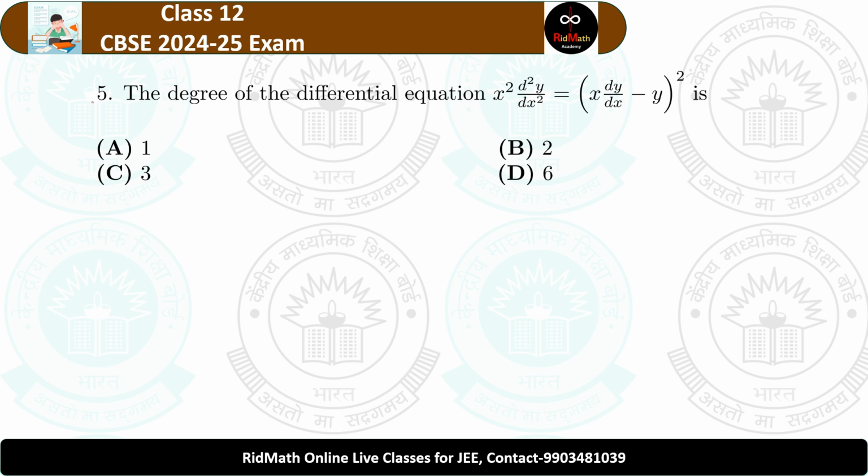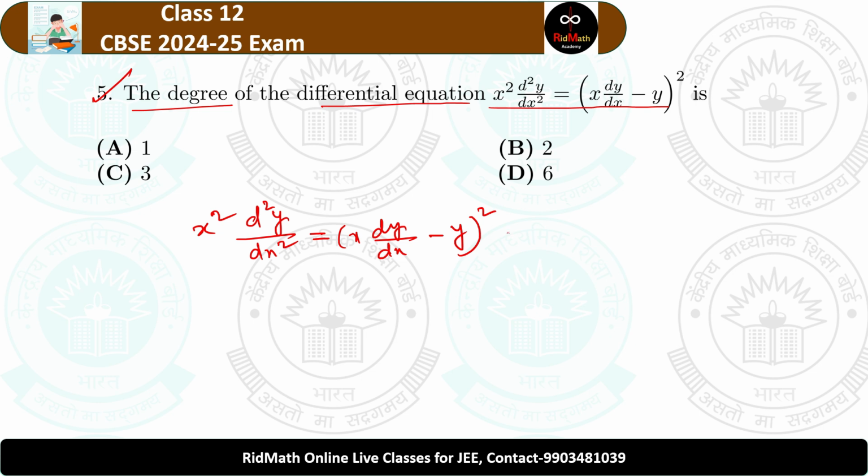Next problem. Problem number 5. The degree of the given differential equation. So let us first compute this. x square into d square y by dx square equal to (x into dy by dx minus y) whole square. So this is equal to x square into (dy by dx) whole square minus 2 into x into y into dy by dx plus y square.